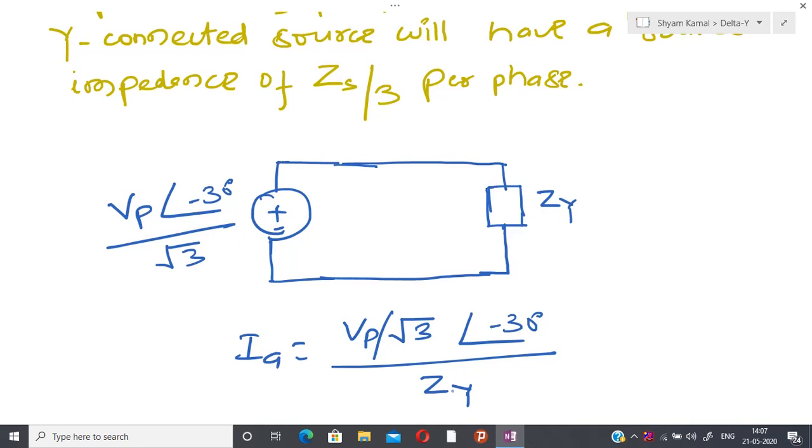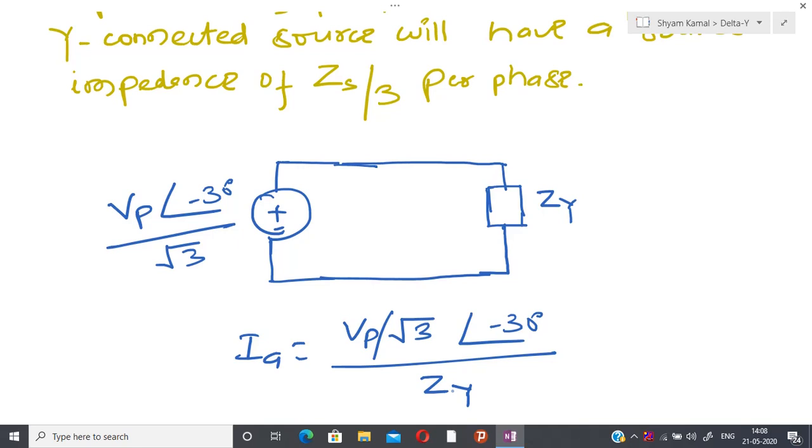Another way, one can also think that since this is a delta and Y connection, one can also convert the Y connected load into delta, and then we will get the delta delta connection, and the same kind of analysis one can use, but I am not going to discuss that, because these two possible ways are better than the third one.